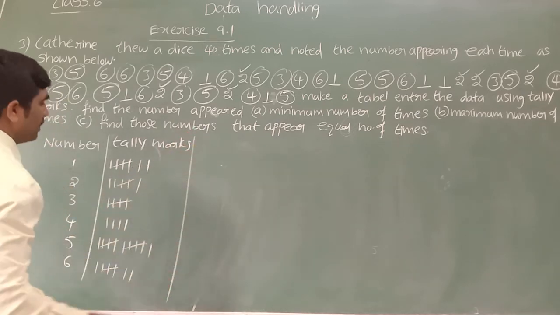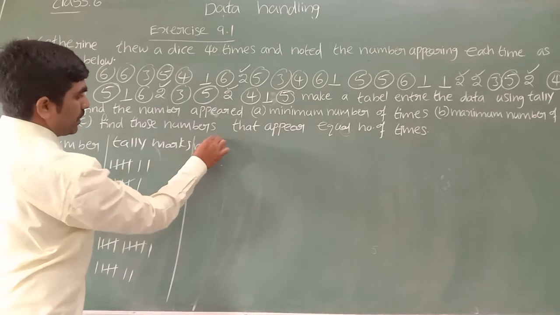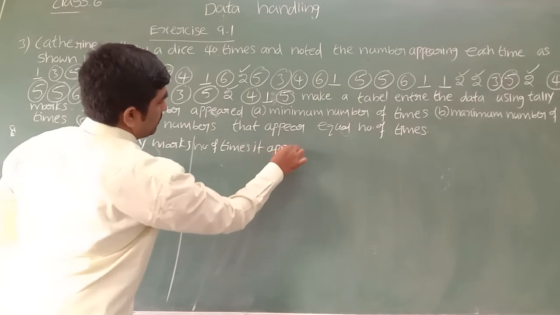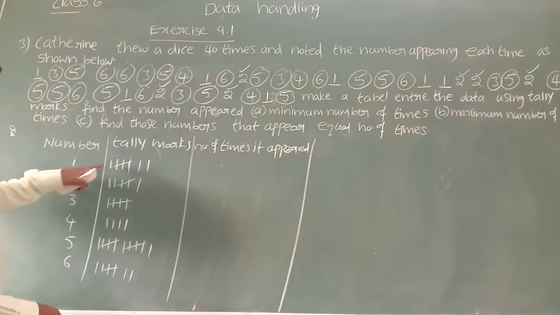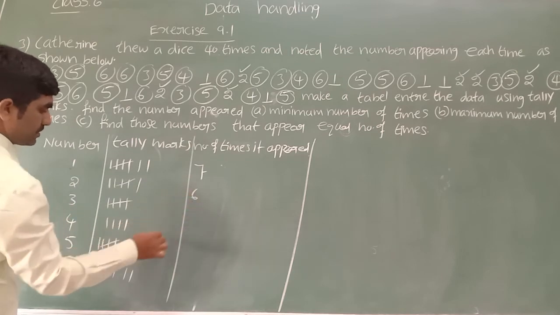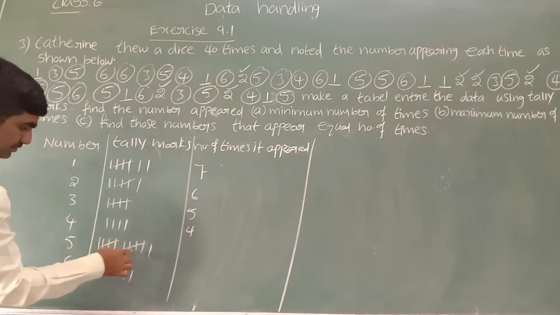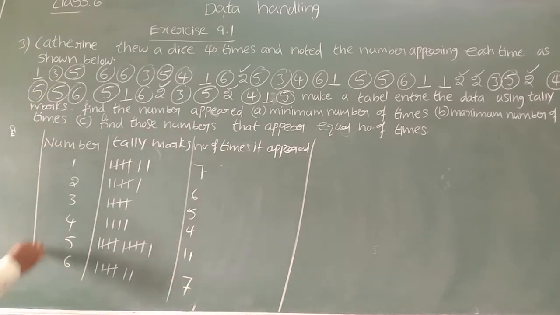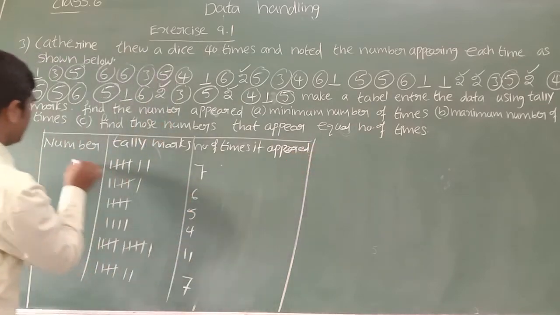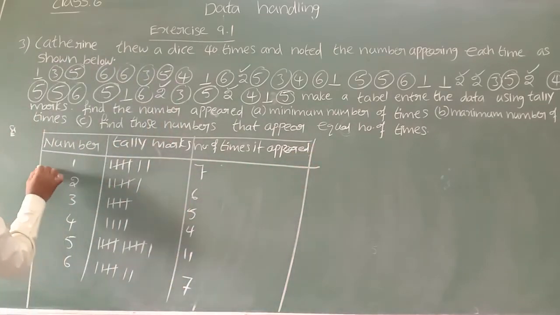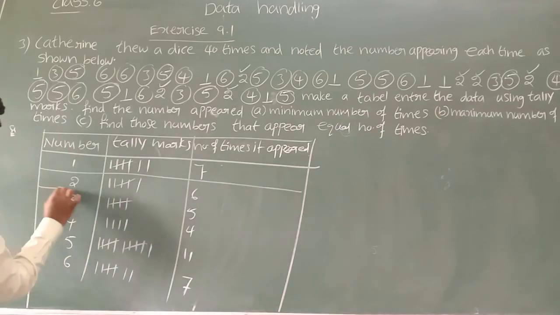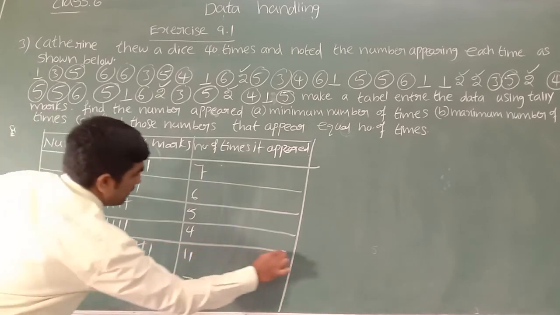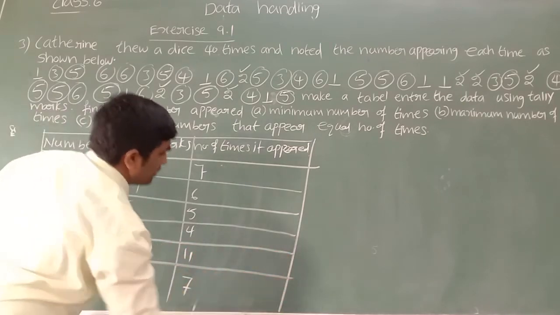And here we can write the number of times it appeared. Here you can see 7 times, 6 times, 5 times, 4 times, 11 times, 7 times. Like this, you can draw the table. And if possible, you can draw horizontal lines also, so that it gives more clear information.